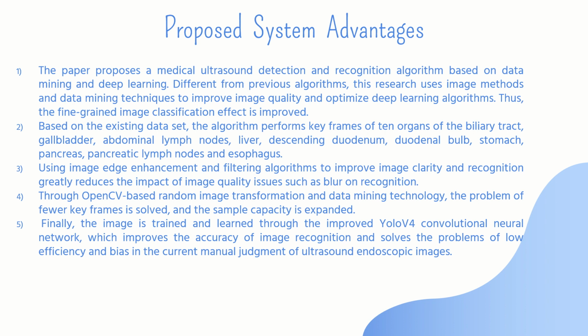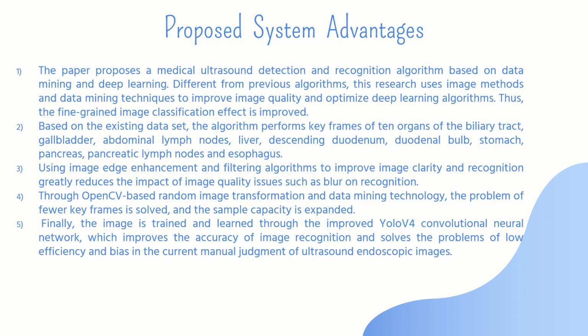It is done by using image methods and data mining techniques. Moreover, this method uses image edge enhancement and filtering algorithms to improve image clarity and recognition. It eventually also reduces the impact of image quality issues such as blur or dots on recognition. Now we have the problem of fewer keyframes in the dataset, which is very insufficient as a raw dataset. This problem is solved with the help of OpenCV transformation and data mining technology.